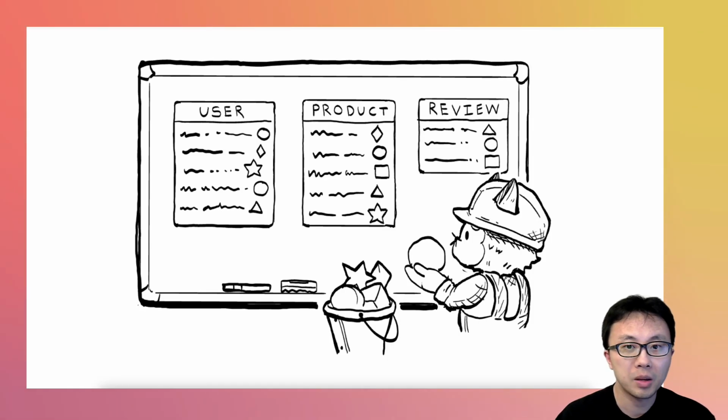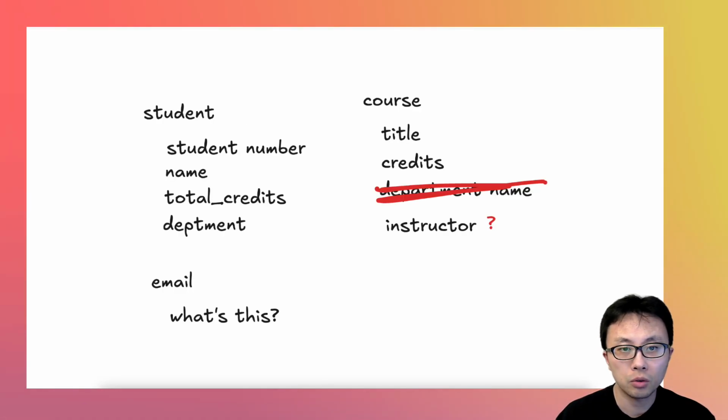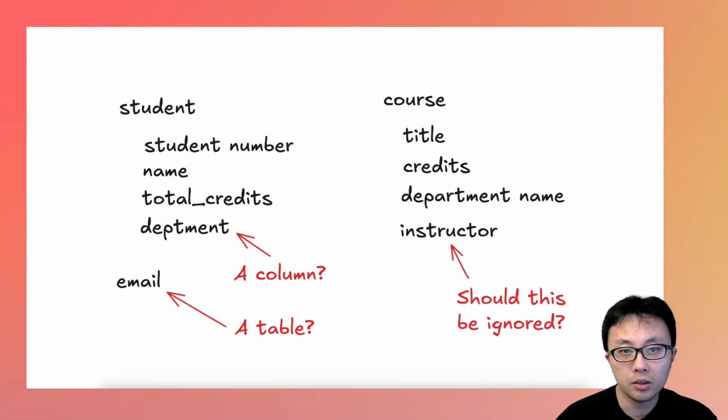Most people think database design starts with tables, but it doesn't. It starts with messy real-world ideas, like students, email, or course. And here's where beginners go wrong. They can't tell what should be a table, what should be a column, or what should be ignored entirely.